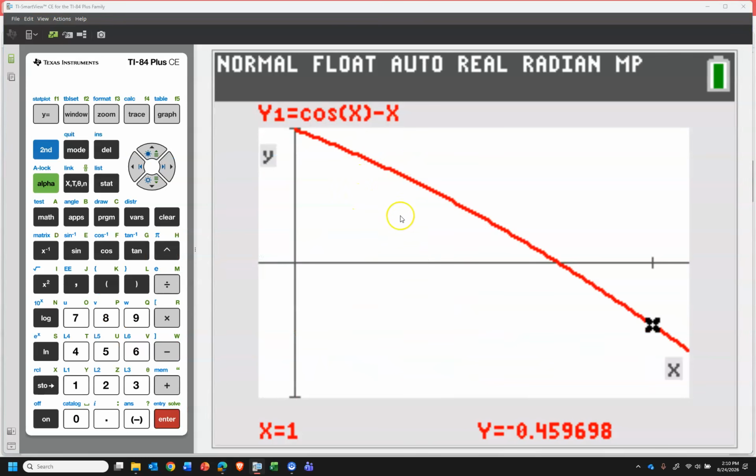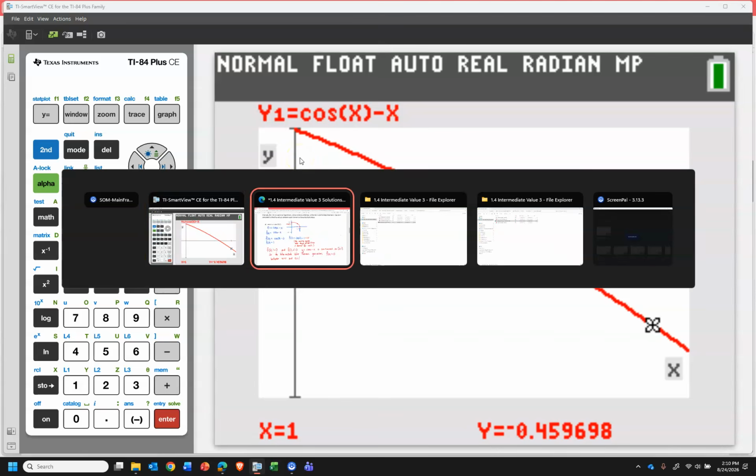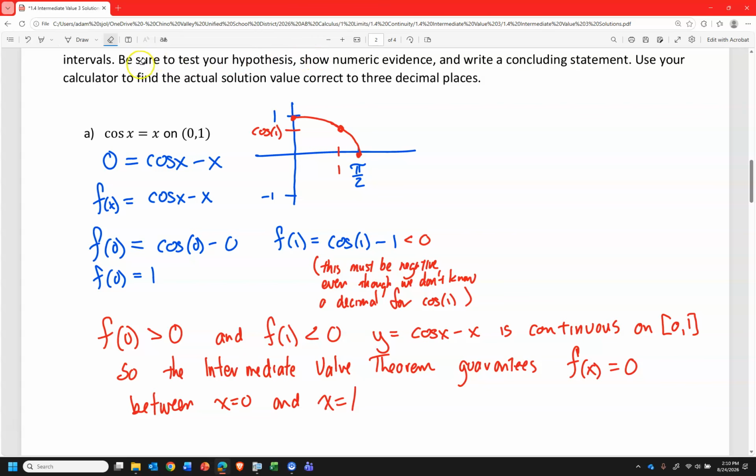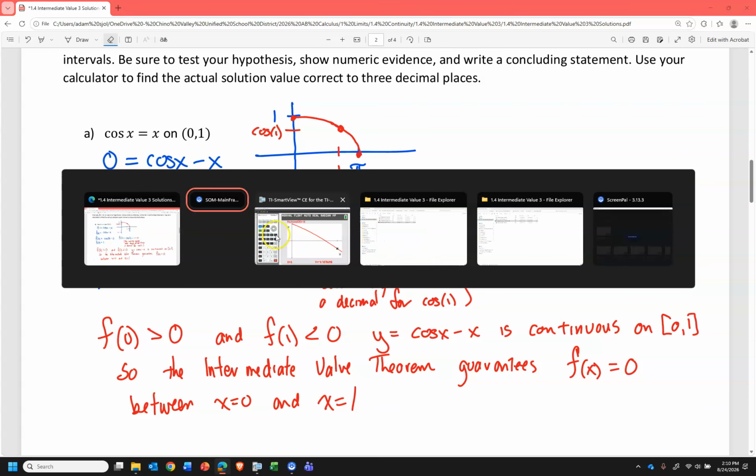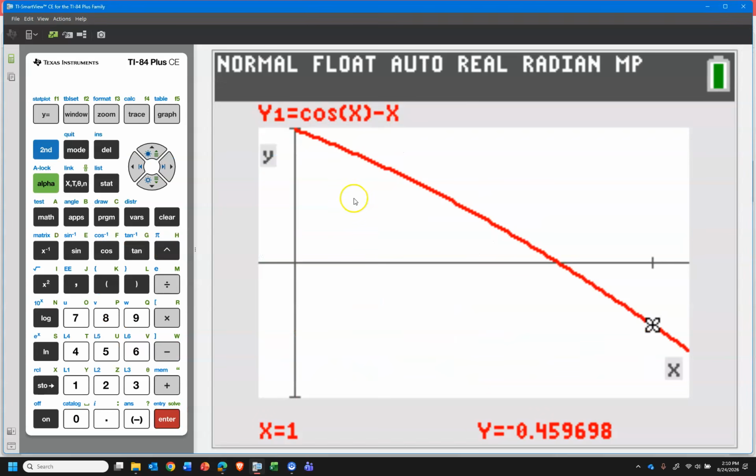Okay, so it does say that we want to find, where was it? Right, we tested our hypothesis. We showed numeric evidence. That was these parts right here. F of 0 is 1 and f of 1 is negative. And we wrote our concluding statement. That's down here. Now we're going to use our calculator to find the actual solution value correct to 3 decimal places, even though that's not an intermediate value theorem thing normally. And there are 2 ways to go.